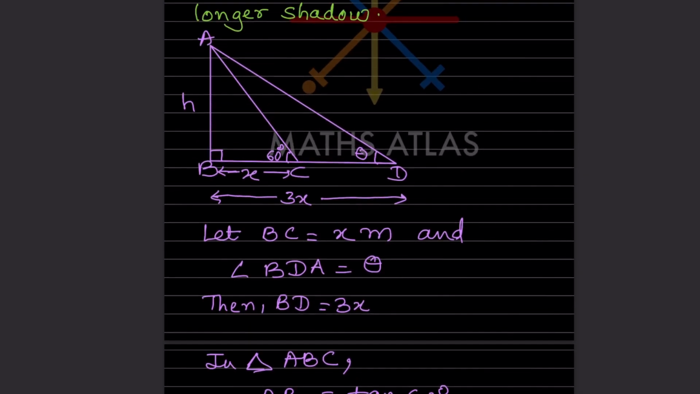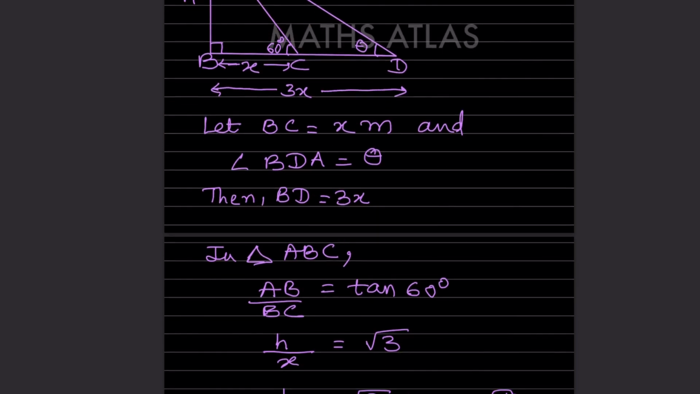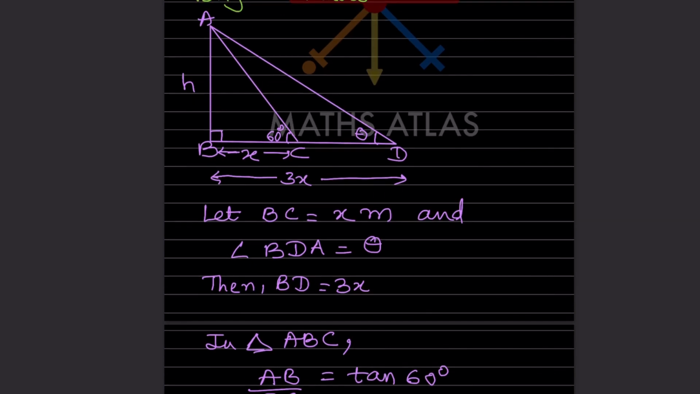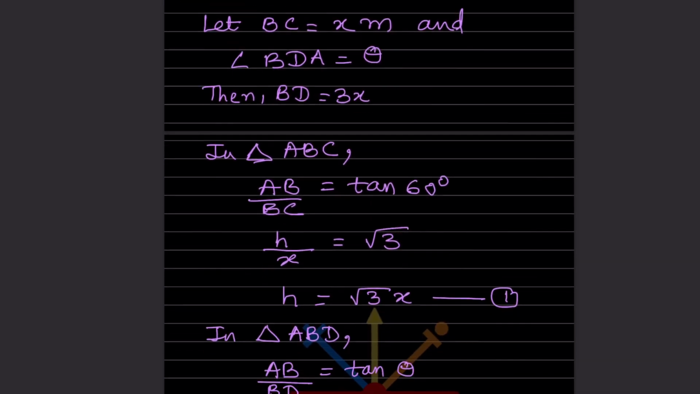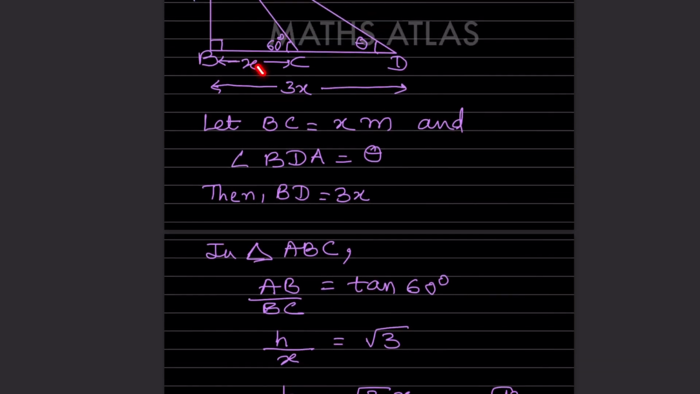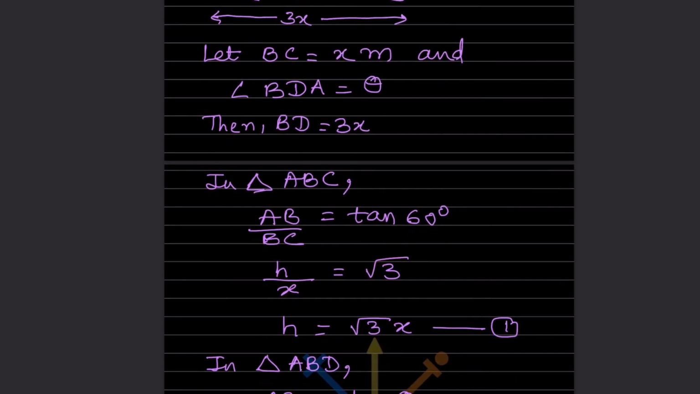Now let us consider this triangle first, ABC. You know this is the opposite side and this is the adjacent side. So what will you write here? AB by BC, that is opposite by adjacent, which is tan 60. So what is AB? AB is just h, that is the height. What did we get for BC? BC is x. So you write x in place of this, and tan 60 is root 3. Now when you multiply this, you get the value of h, that is root 3 into x, root 3x. So this will be equation number 1.